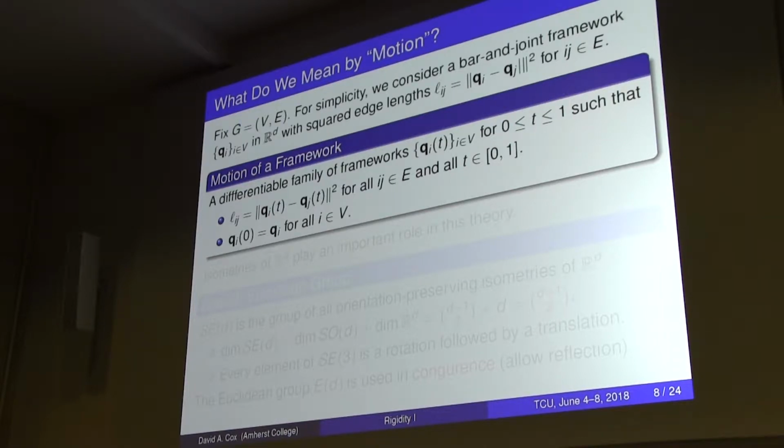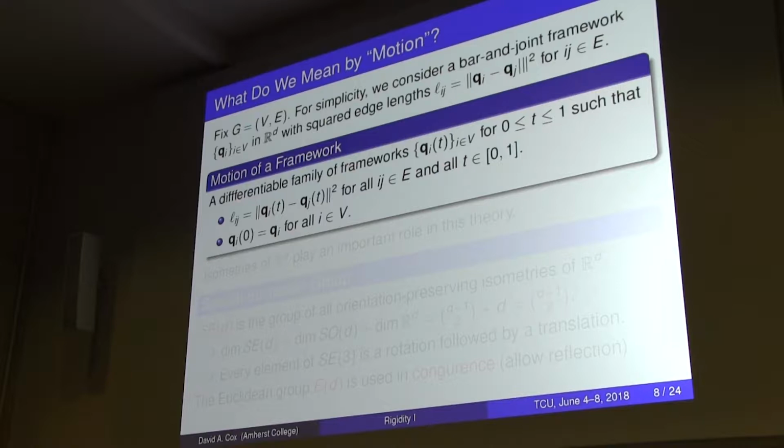If q_i and q_j aren't connected by an edge, I don't care about their distance. These are the only distances I care about. So you can think about a differentiable family of frameworks. Now I let my points depend on a parameter. And of course, at time 0, I want it to be my original framework.